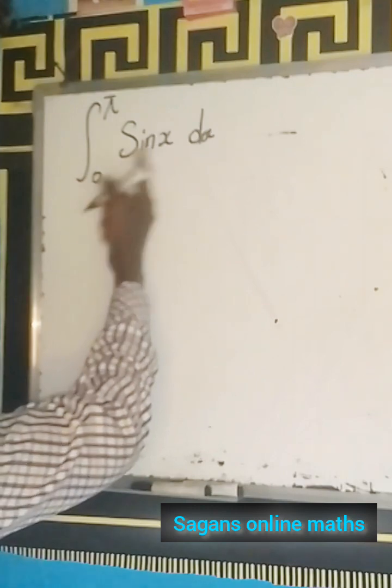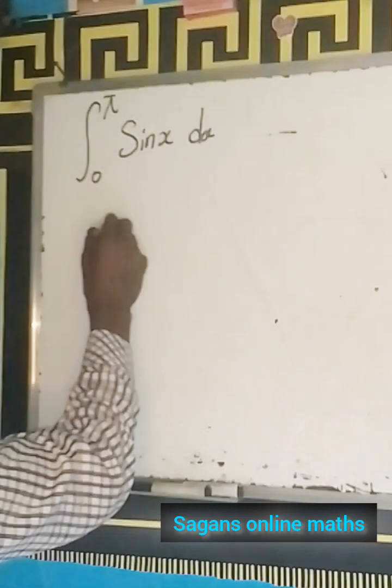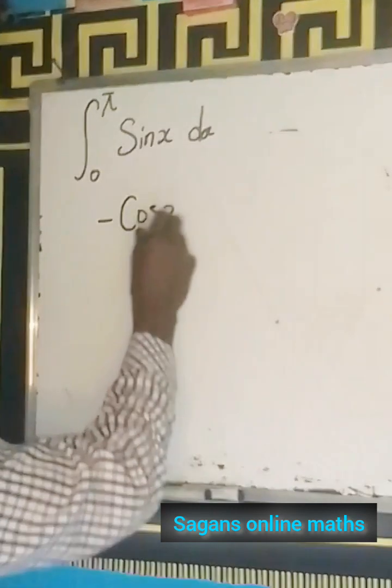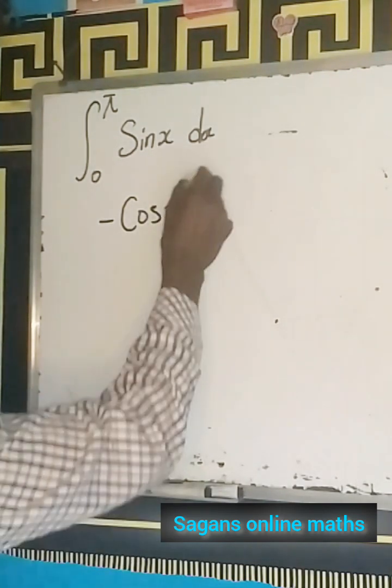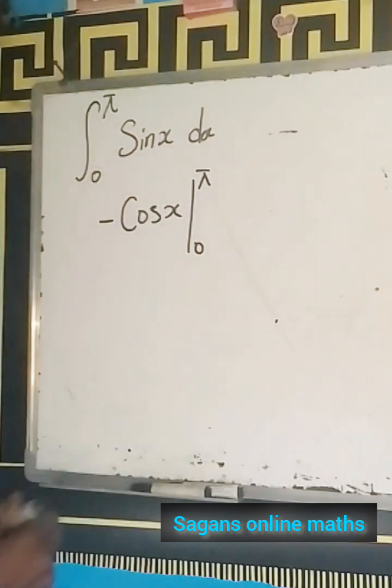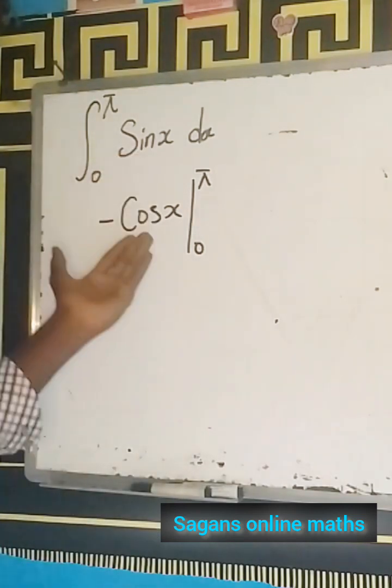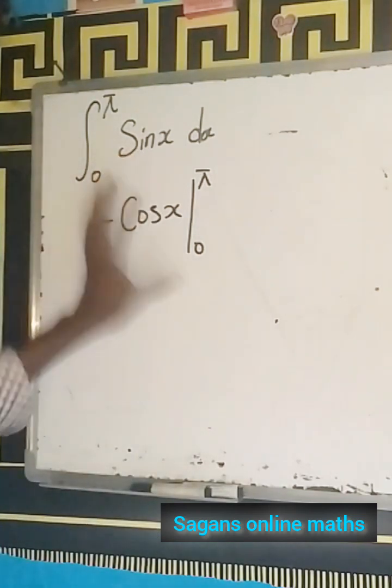Now let's integrate this. If we integrate sine x, normally we have minus cos x. And remember that our boundary is from 0 to pi. Now we have already integrated this function. This is the integral of this, right? We already integrated this function.